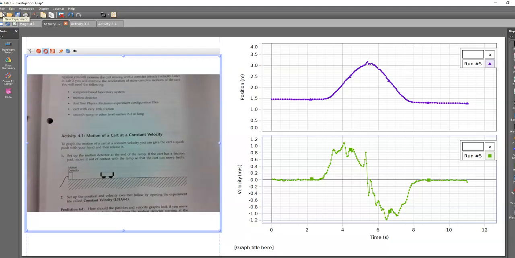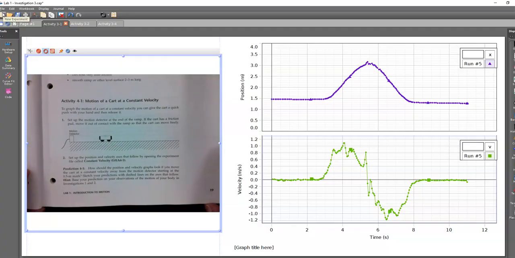So we've got it set up, prediction 1-4. How should the position and time graphs, position and velocity graphs look if you move a cart at a constant velocity away from the motion detector starting close to the motion sensor? So I'm going to put the cart all the way over here. I'm going to give it a push and let it coast, hopefully at a constant speed. Okay, what should the position and velocity graphs look like?